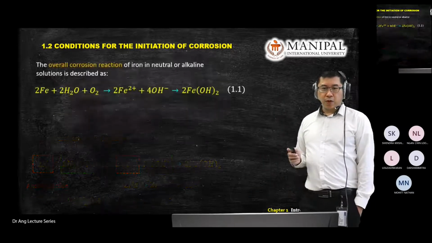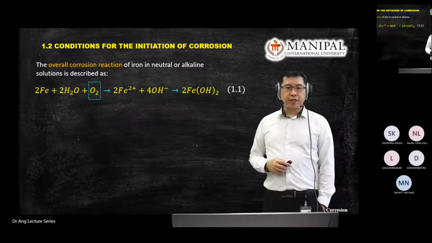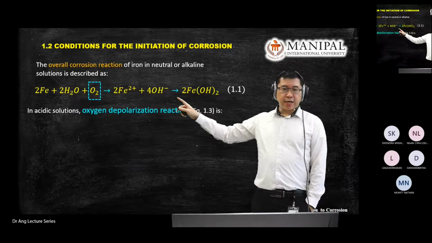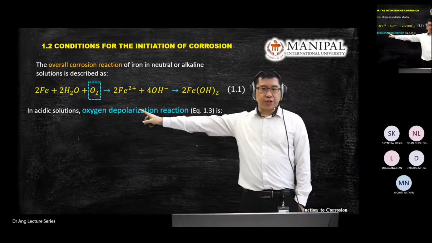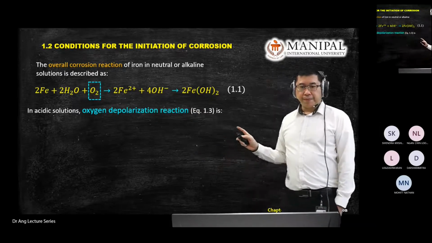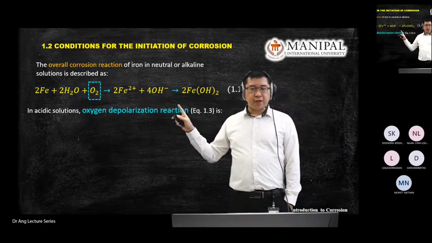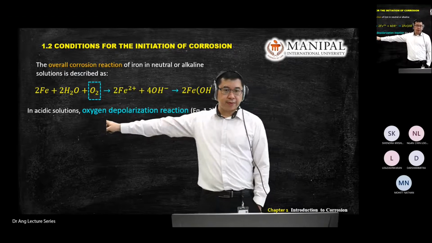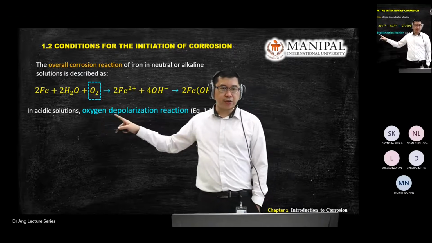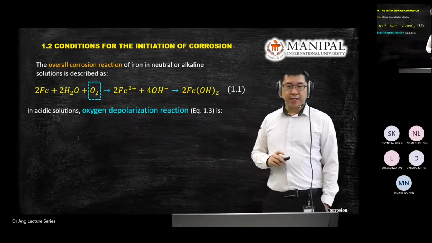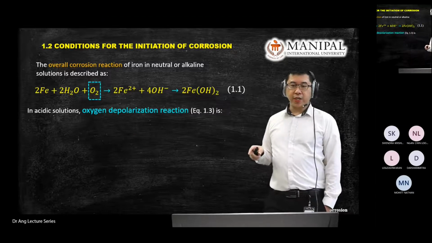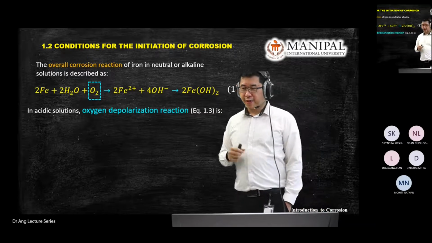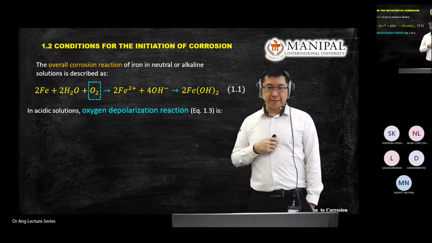There's one more technical word that you need to learn when we learn about corrosion. I highlight the oxygen there. If your corrosion reaction happens in an acidic solution, what does acidic solution mean? The pH value is more than 7 or less than 7. What do you think?